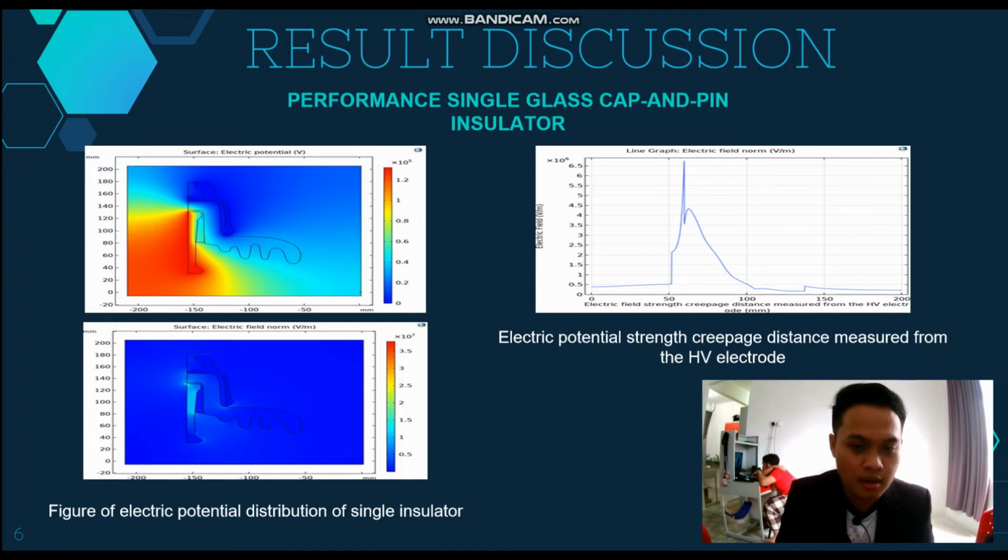As you can see, from the results of the simulation done, it is shown that a layer of contamination with specified relative permittivity and electric conductivity, as mentioned in the preliminary, has been added to the performance of the glass cap and pin insulator. Contamination can take the form of a variety of things, including rain and chemical pollutants. The mesh for this model is considered as normal.